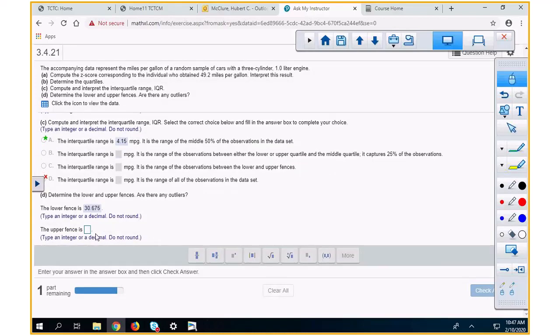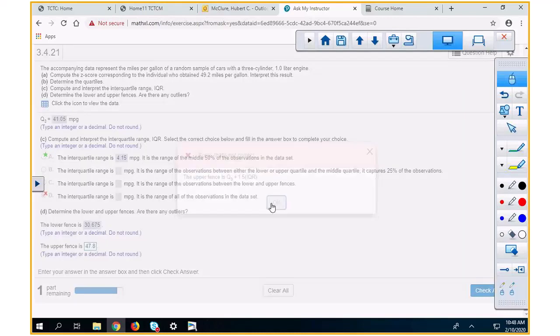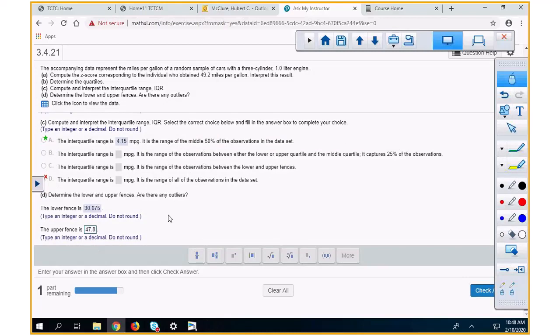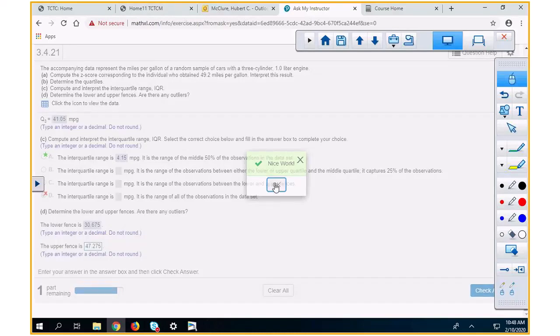Give me the upper fence. I'm sorry, what? 47.8. You probably didn't add a .02 on the end. I got 47.275. Let me try that. I bet you $1 they're gonna say, "What's an outlier?" They are. Oh, come on.